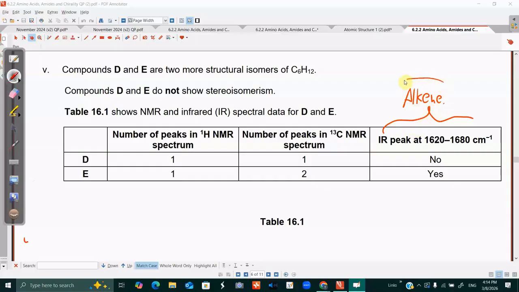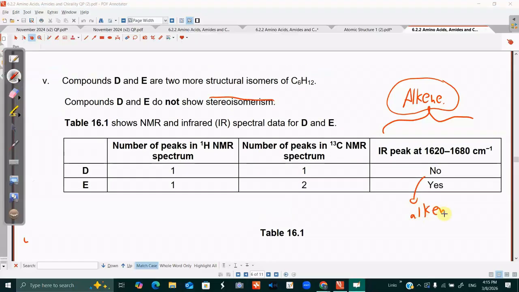It means it's an alkene, but it does not show stereoisomerism, right? So now we are getting a small hint. It doesn't show optical isomerism even, right? One is an alkene. The other one, what they say is no IR peak. What does it mean? That is not an alkene. Then what does it mean? There's no alkene group.